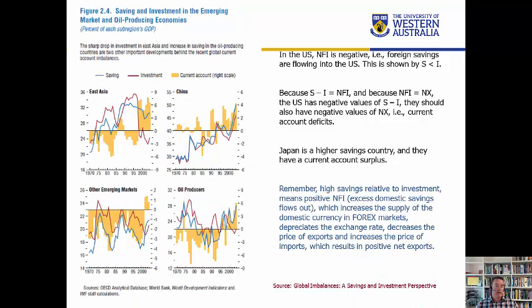If we go ahead, some of that money is also coming from China. China is in a situation where savings are greater than investment. Domestic savings greater than domestic investment. That allows China to send the excess savings overseas. Most of that money has been going to America.